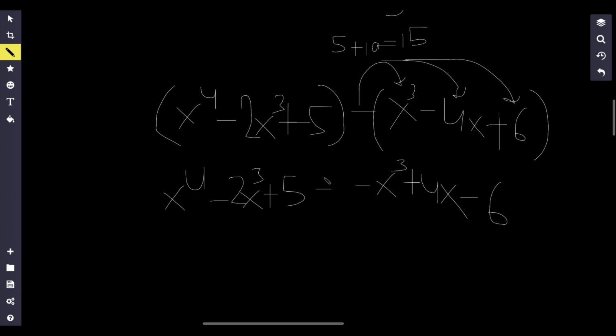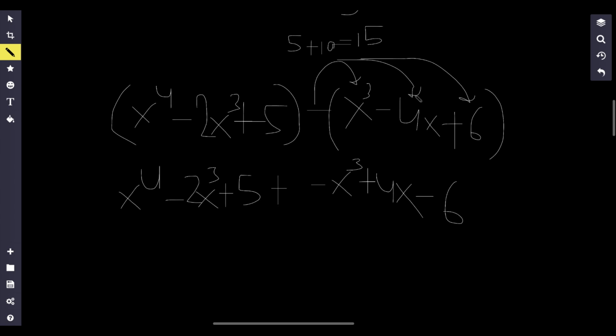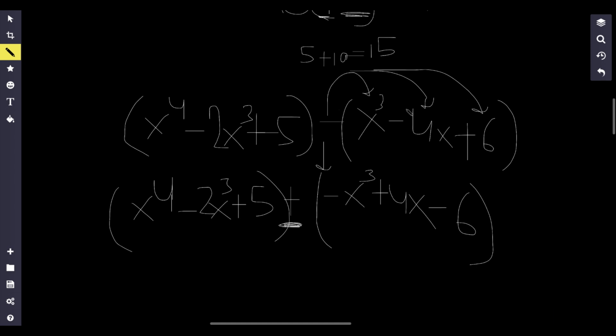And in this case, now that you distributed this negative sign, you're just going to put a plus here. You've already distributed the negative counterpart. So the negative is basically gone. You're just going to be left with this addition.